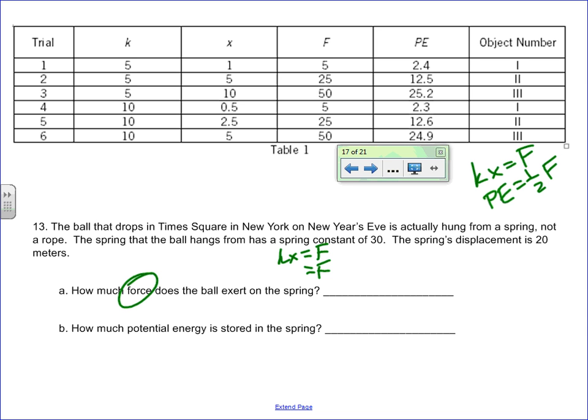What's K in this case? 30, because it's got a spring constant of 30. And what is X in this case? 20, because the displacement is 20. 30 times 20 gives you a force of what? 600.